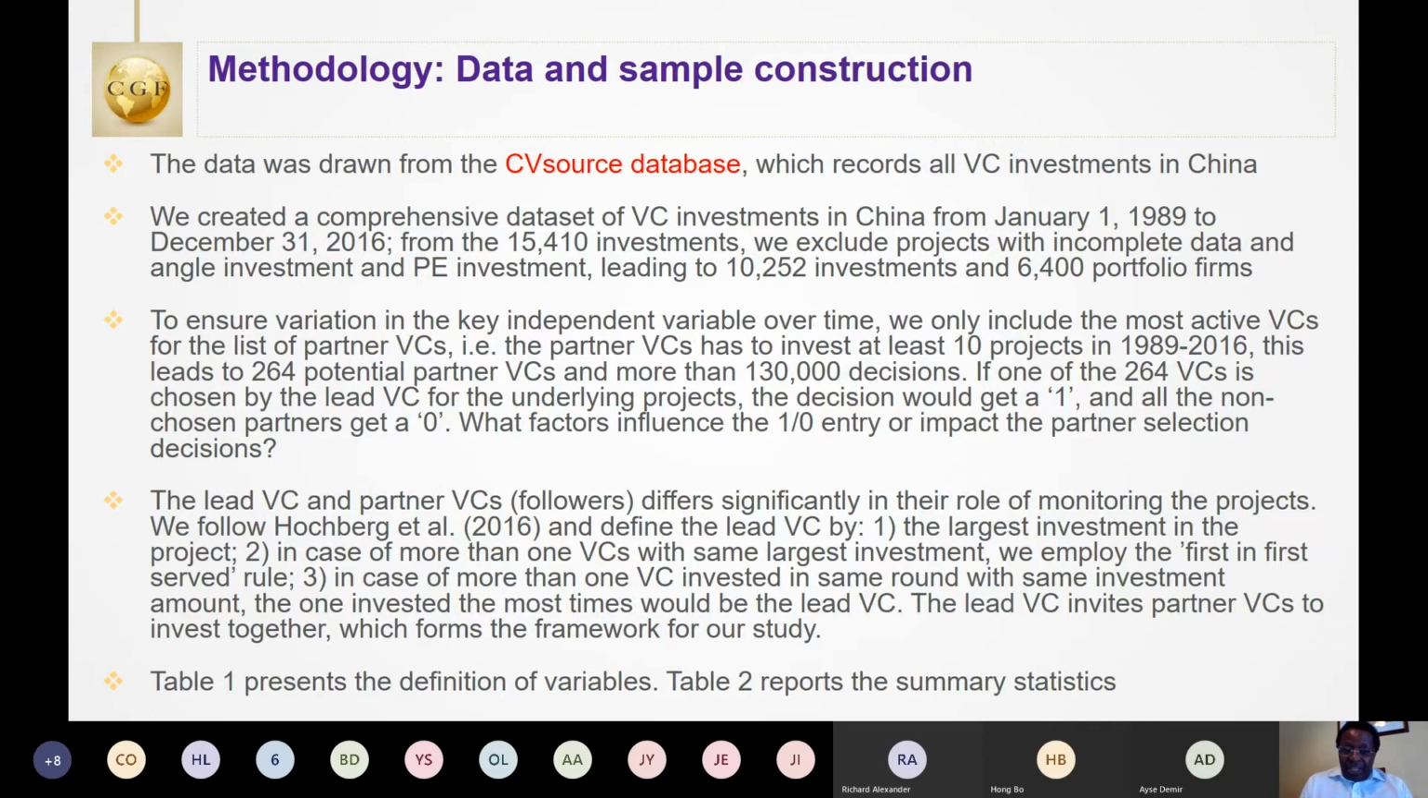Now, to ensure variations in the key independent variables over time, we only include the most active VCs for the list of partner VCs. So the partner VCs have to invest in at least 10 projects in the sample period. This narrows down to 264 potential partner VCs and more than 130,000 decisions. Say, for example, if one of the 264 VCs is chosen by the lead VC for the underlying project, the decision would be 1, and all the non-chosen partners would get 0.